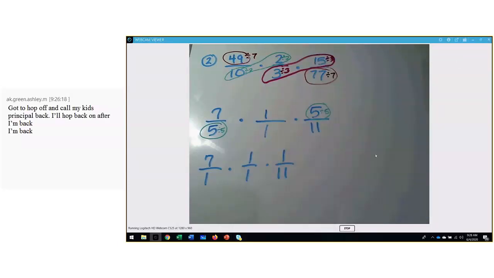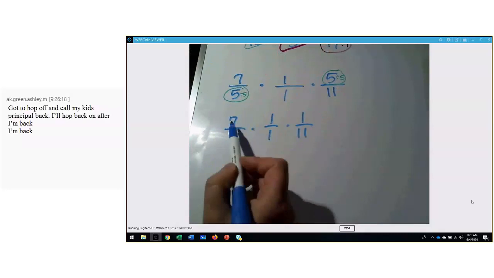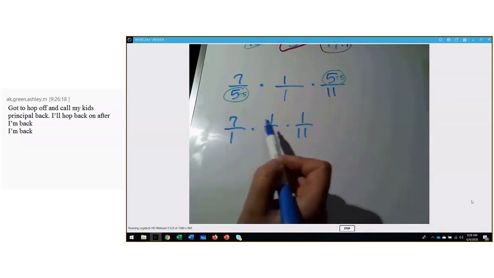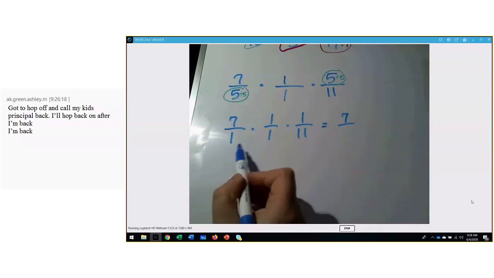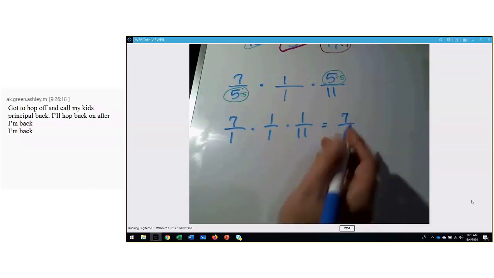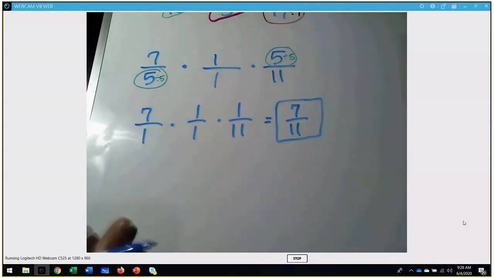Okay, so here we are. That's as much as we can do. So now we're forced to go straight across, but it's easy from here. 7 times 1 times 1 is just 7. 1 times 1 times 11 is 11. And that's it.